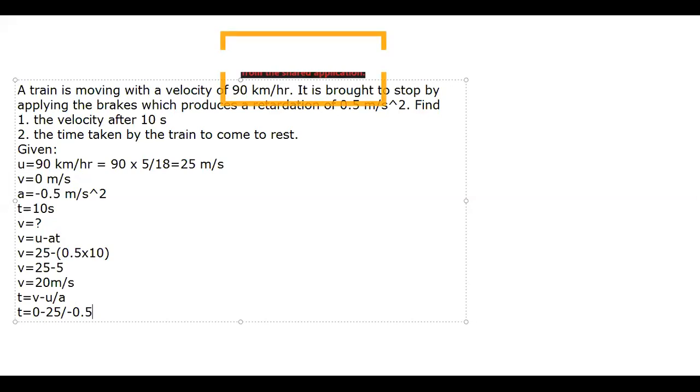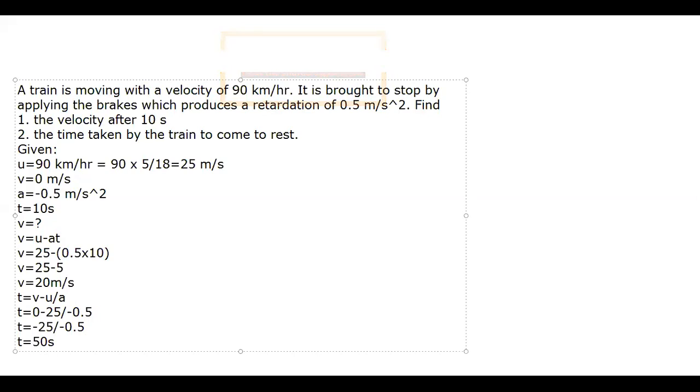So how can the time be negative? It's 0 minus 25 divided by minus 0.5, because your acceleration is negative. So t is equal to minus 25 divided by minus 0.5. So here we get the answer t is equal to 50 seconds. Clear class? So we can easily find out the time taken for the train to stop.